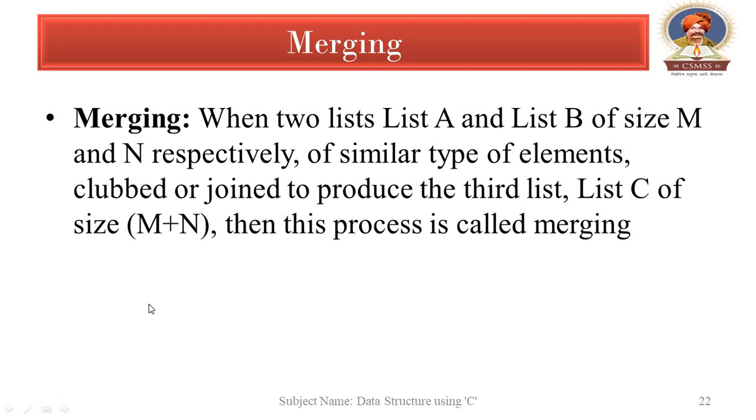Then the next operation, that is called as merging. When two lists A and B of size m and n respectively of similar types of element are joined to produce the third list, that is list C of size m plus n, then the process is called as merging. Merging means joining the two lists.